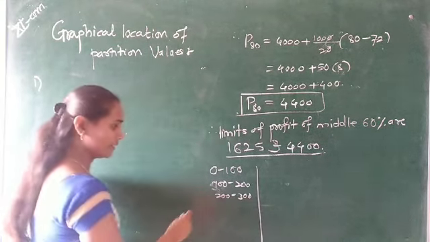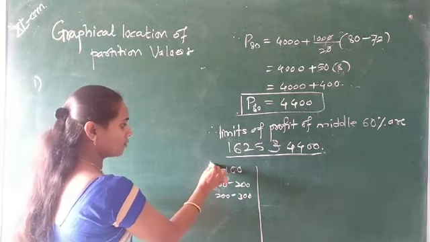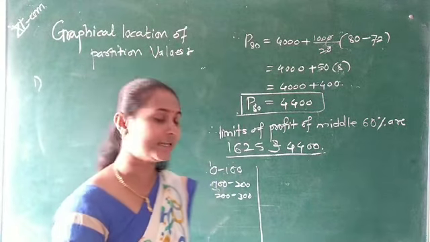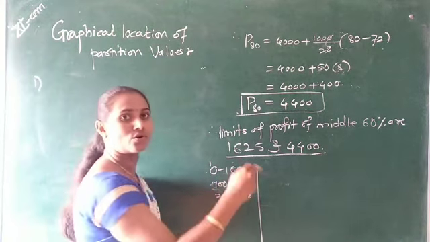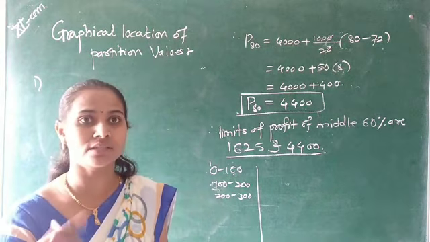Then here it is given that take the upper class boundary. So this is lower class boundary and this is upper class boundary. So for plotting a graph, we take the upper class boundary on our x axis and the less than cumulative frequency on the y axis.